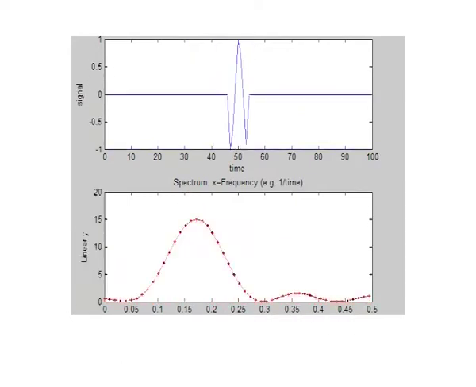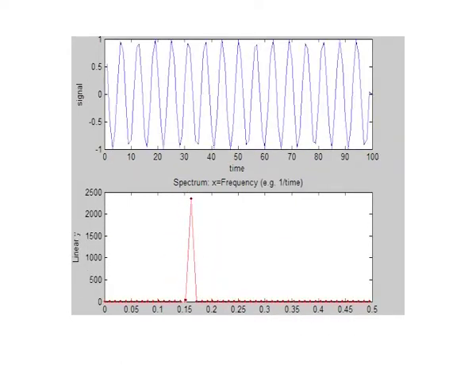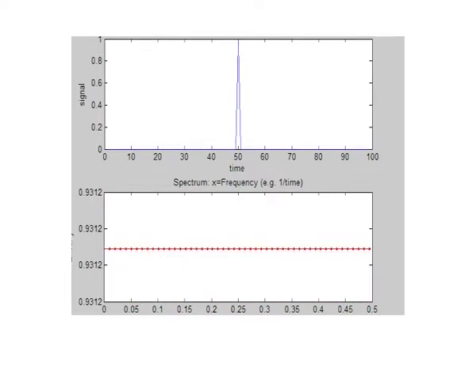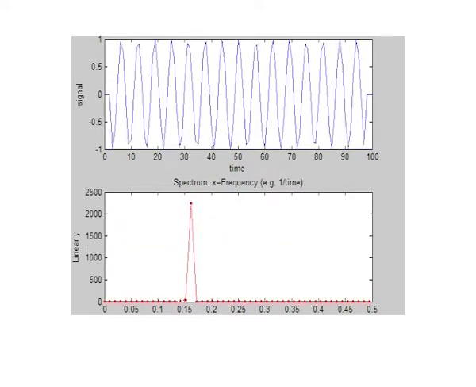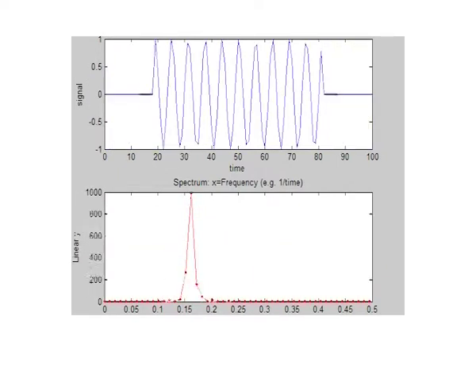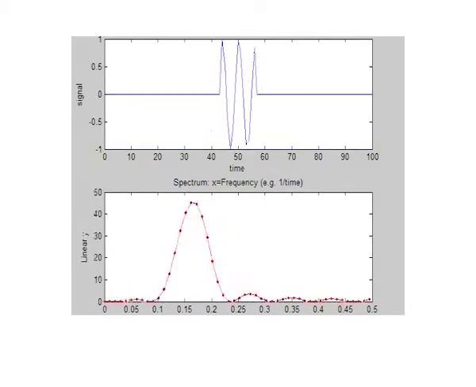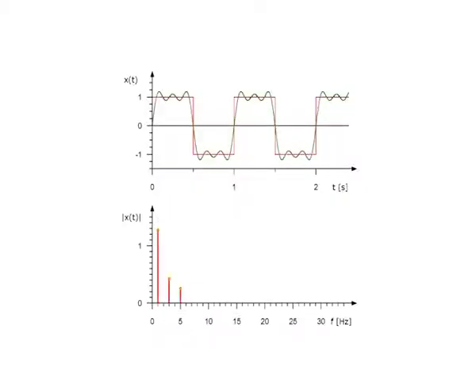For some special signals, this will not be the case. There are some complex periodic signals that have energy at odd multiples of the fundamental frequency only. A square wave, for example, is a signal that alternates between maximum positive amplitude and maximum negative amplitude. The spectrum of square waves shows energy at odd multiples of the fundamental frequency only.